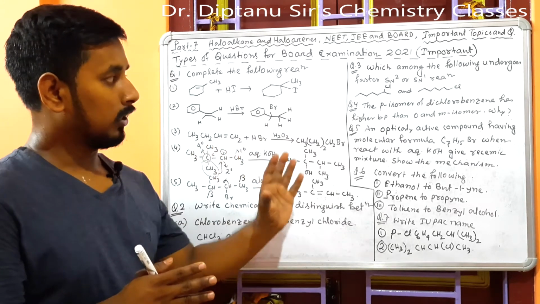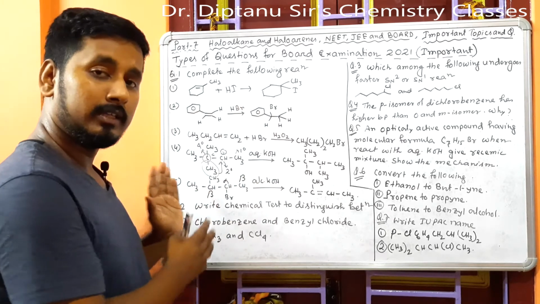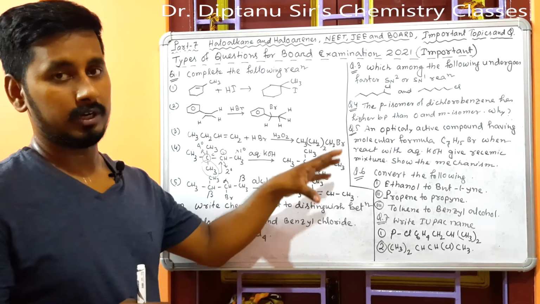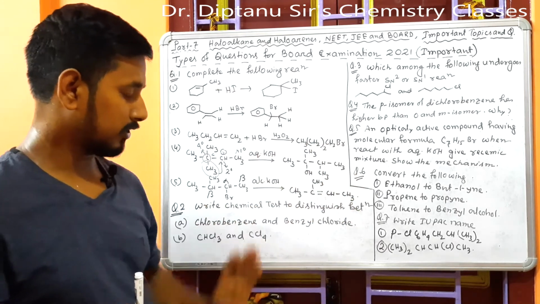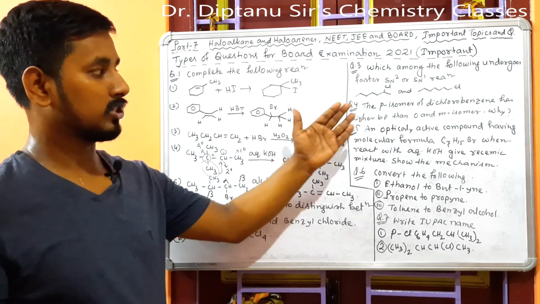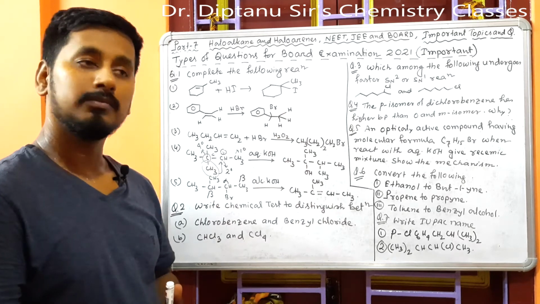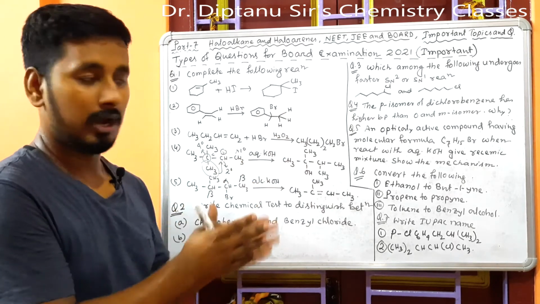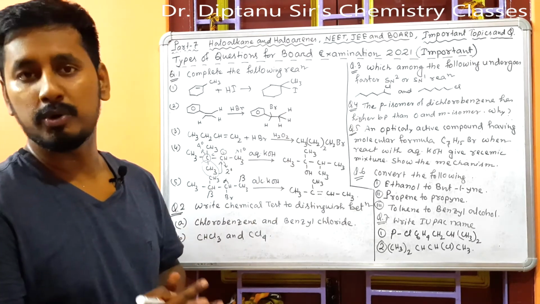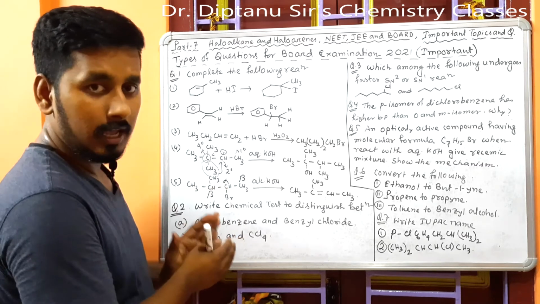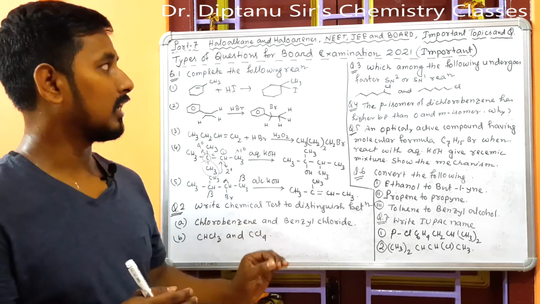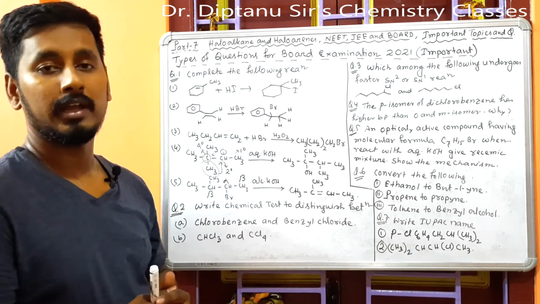So you just follow what we have given: the important name reactions, important topics, and important conversions. Some important conversions are also given here. How can you distinguish the following pairs? And some questions from the physical properties, like the boiling point part also. These types of questions are very important for your board examinations. So just follow this, and I guarantee you that you will get full marks if you answer all the questions they ask in this chapter, Haloalkanes and Haloarenes.